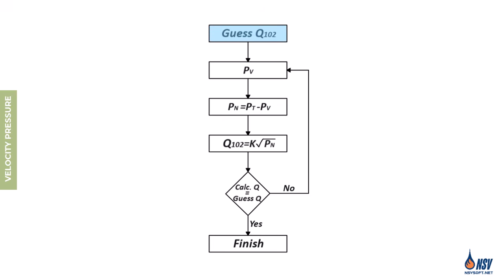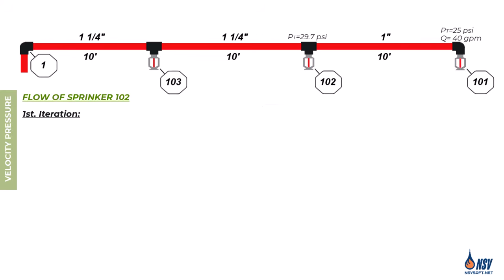Based on that guessed flow, we calculate the velocity pressure and then determine the normal pressure. Using this normal pressure, we calculate the actual flow for sprinkler 102. If the calculated flow matches our initial guess, the value is correct. If not, we repeat the process until the flow converges. For the first guess, we can choose any flow. However, let's select a flow of 43.6 gallons per minute, which is calculated based on the total pressure we found at node 102 and the K factor of the sprinkler.